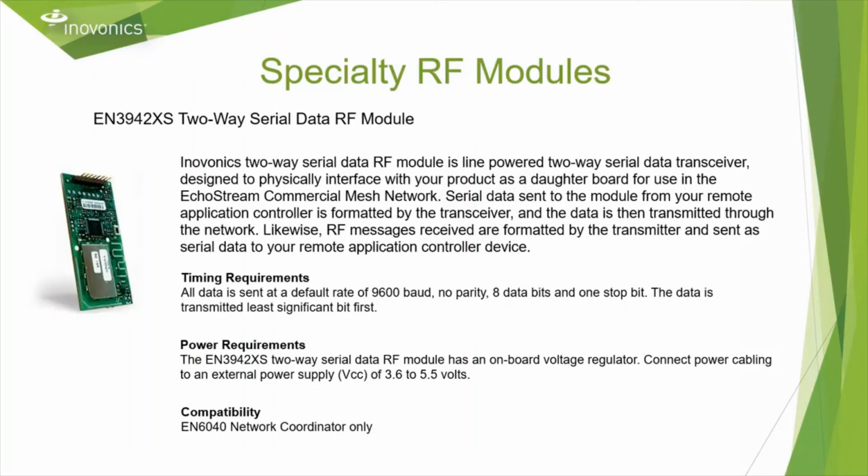All data is sent at a default rate of 9600 baud, no parity, 8 data bits, and 1 stop bit. The data is transmitted least significant bit first. The EN3942XS two-way serial data RF module has an onboard voltage regulator. Connect power cabling to an external power supply of 3.6 to 5.5 volts. It is compatible only with the EN6040 network coordinator.